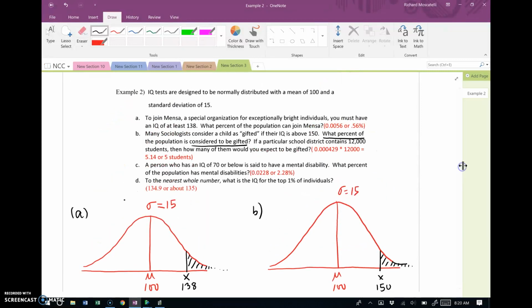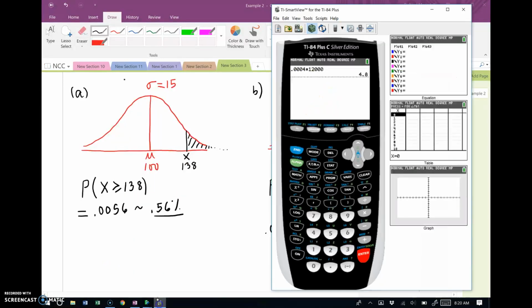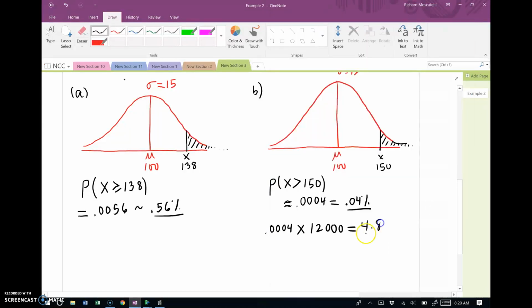I believe I have that here as well. Yeah, you can see the differences in my calculations, and I'll give you a reason why here. I believe this was 4.8 here, so this is 4.8 students. Don't forget, this is the number of students. So out of the 12,000 students, how many of them are they expecting to be gifted? Well, 0.04% of them. Not many, in other words. So it's about 5 students.